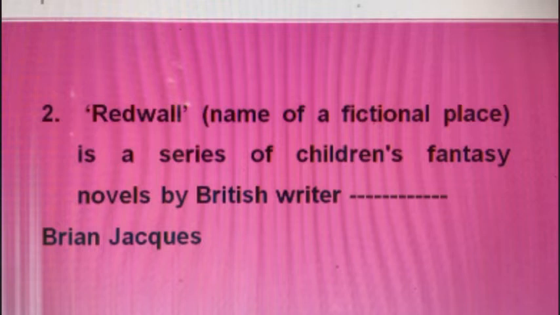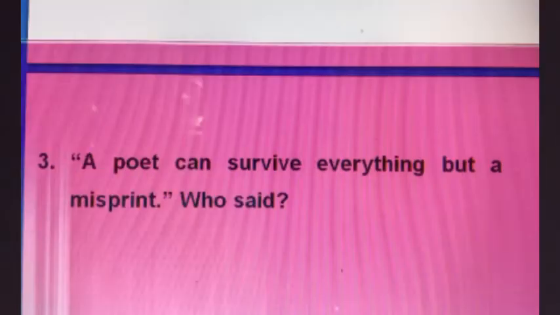Third question, a poet can survive everything but a misprint. Who said? Answer, Oscar Wilde. A poet can survive everything but a misprint, said Oscar Wilde.